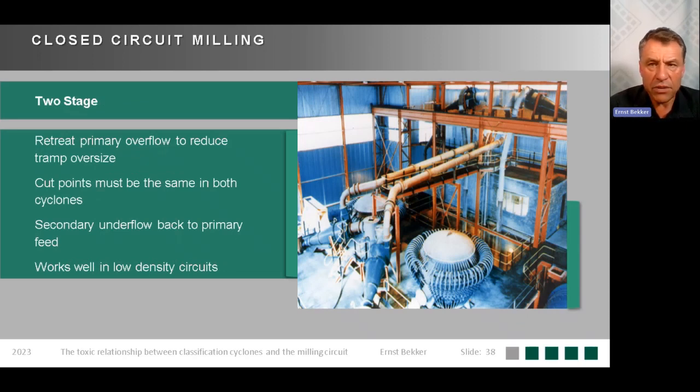Two-stage cyclone application, where the primary cyclone overflow would go into a secondary cyclone. So in the picture on the right-hand side, the cyclone on the top of the plant, the primary cyclone, gravity feeds to the secondary cyclone. This application is used where you want to scalp off misplaced material from the primary cyclone, but it works well in low density circuits. So the overflow of the secondary cyclone must be going to a thickener. If it's going to leach, you have a problem because your primary cyclone is not going to be that efficient anymore.